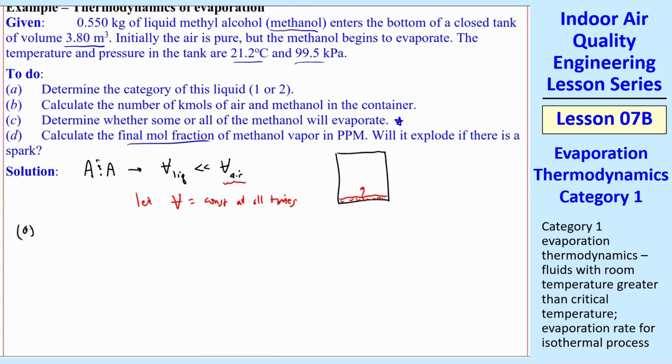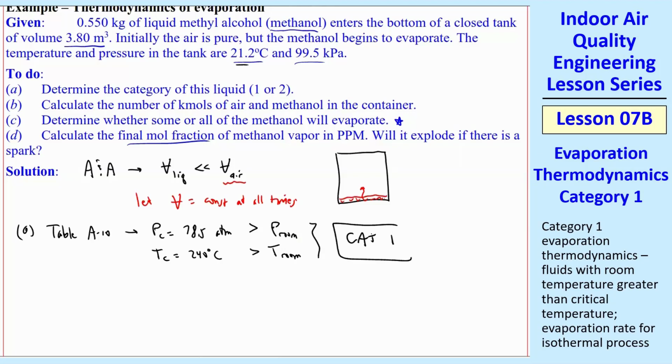A, is it category 1 or 2? Well, from table A10, for this particular chemical methanol, we see that PC is 78.5 atmospheres, which is much greater than P of the room, which is only less than 1 standard atmosphere. And TC is 240 degrees C, which is much greater than T room, which is 21.2 degrees C. So those are the 2 criteria to call this category 1.